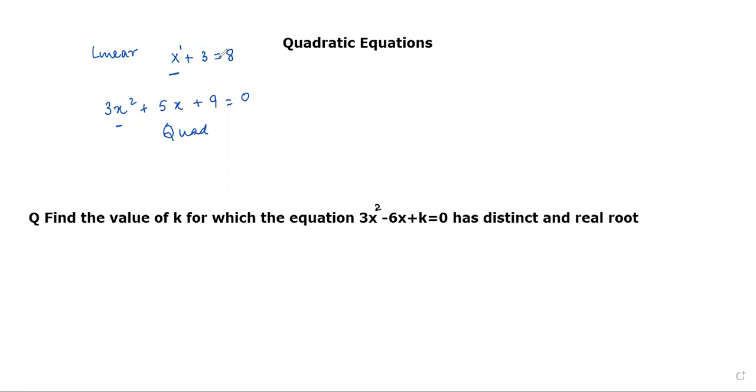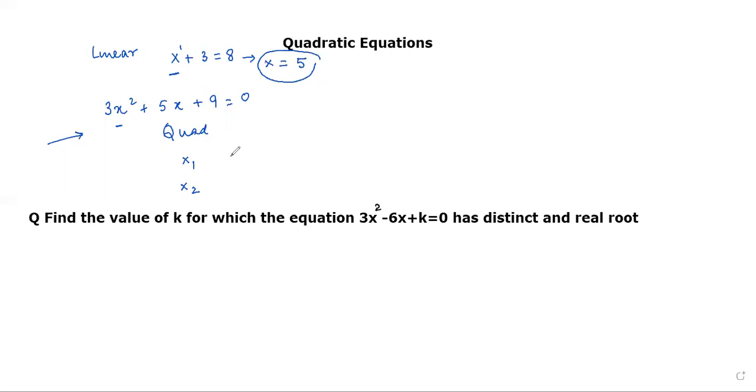Second important point, whenever we solve a linear equation, for example, this one, I'll get the value of x as 8 minus 3, 5. So whenever I solve a linear equation, I only get one value of x. But when I solve a quadratic equation, I get two values of x. Very, very important difference, right? Whenever we solve a quadratic equation, we get two values of x.